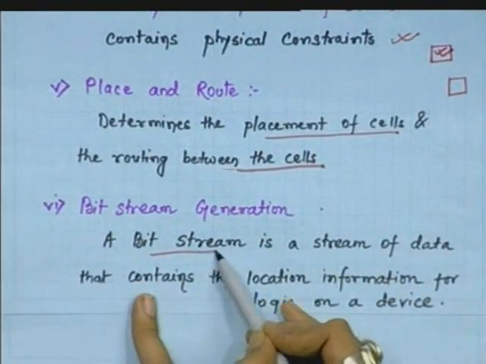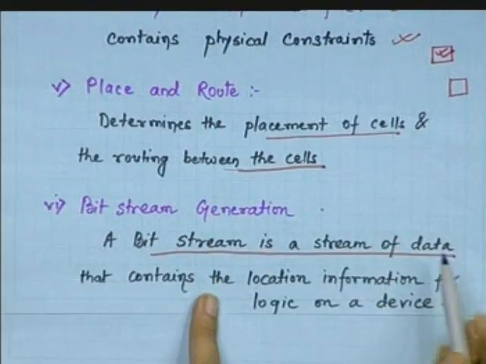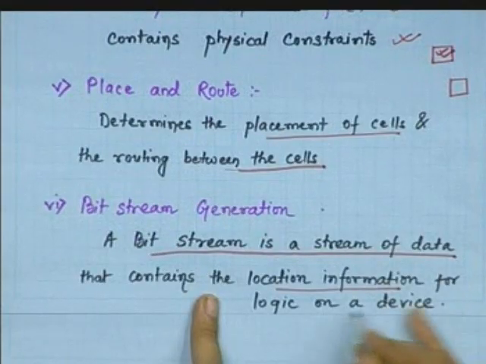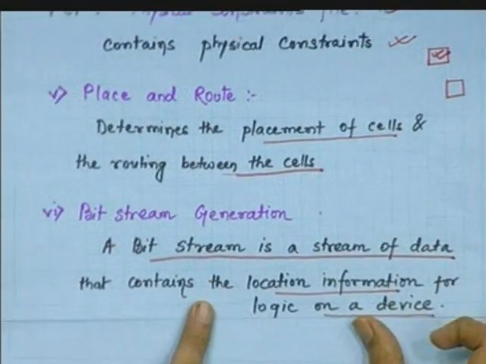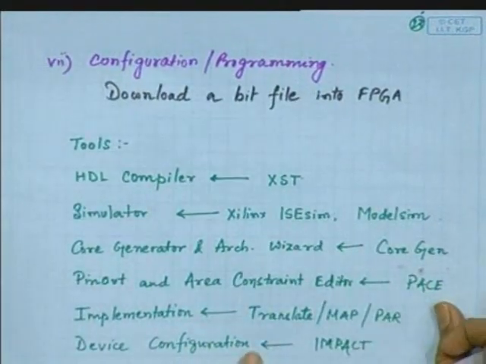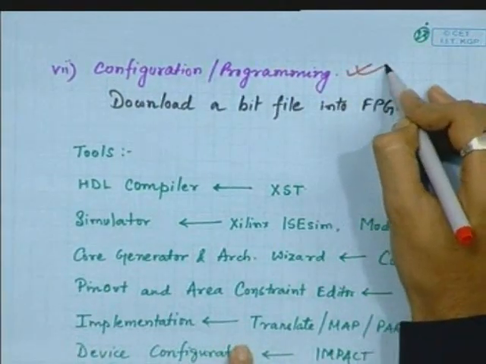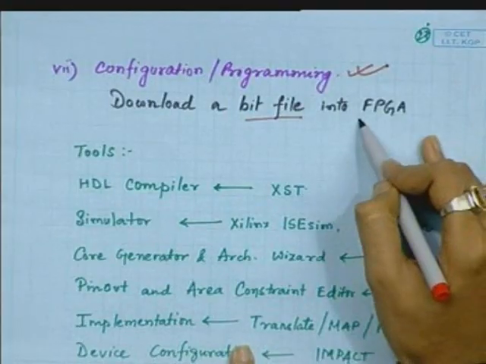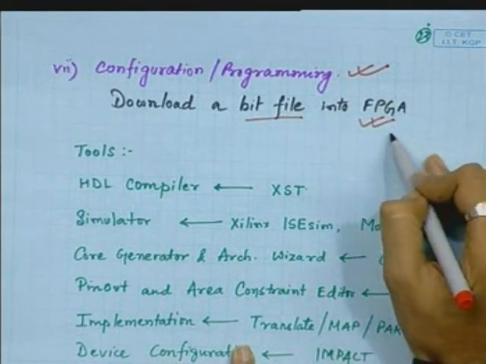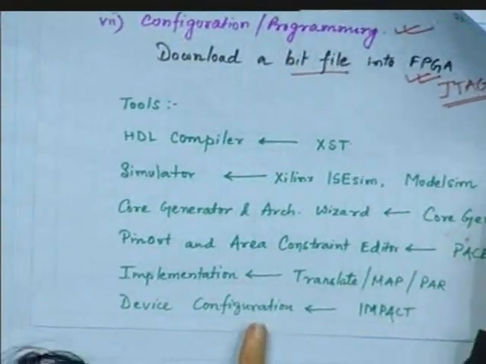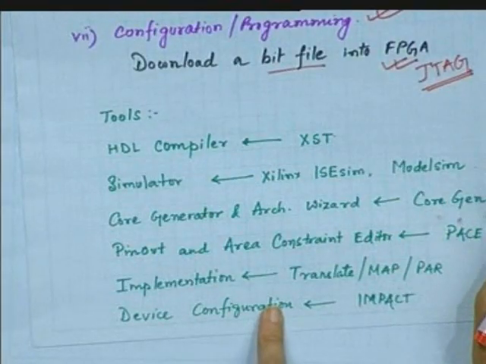So what is a bit stream? A bit stream is a stream of data that contains the location information, which CLB is used for the logic on a device. After the bit stream has been generated, we go for configuration of the device. In this, the bit file is downloaded into the FPGA, generally using a JTAG port. Now the tools that are used by the Xilinx ISE.